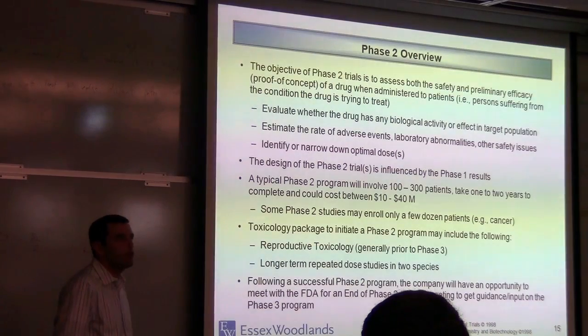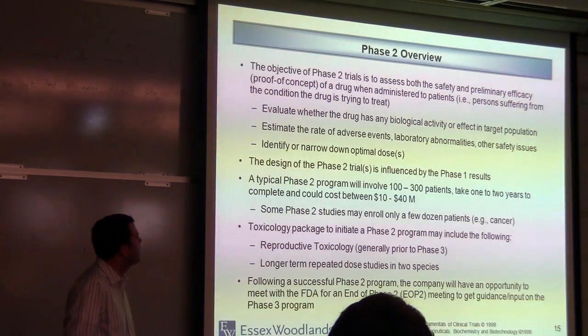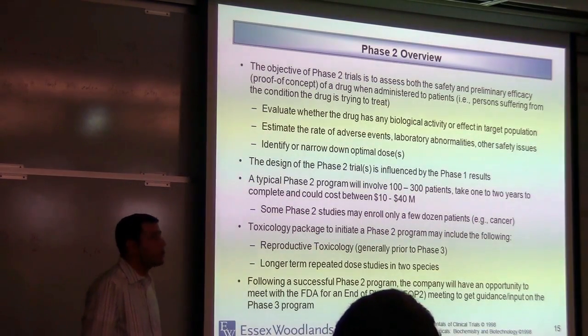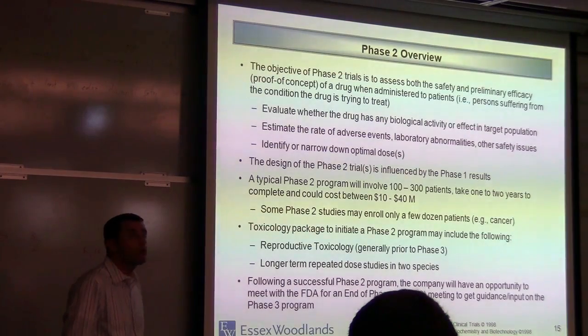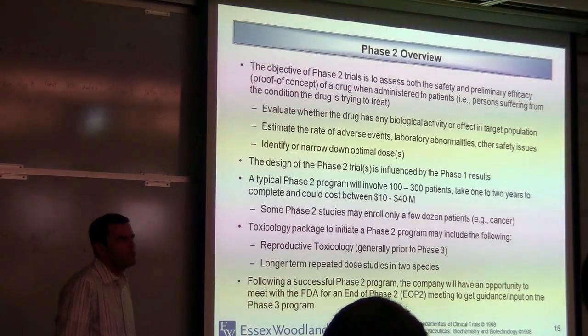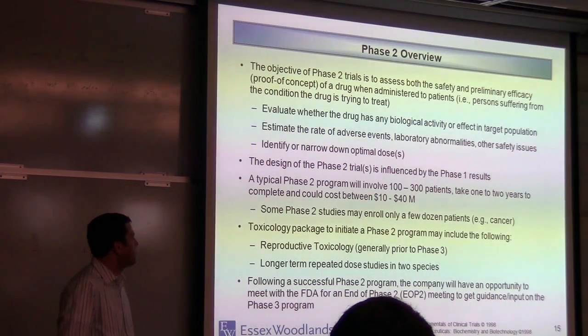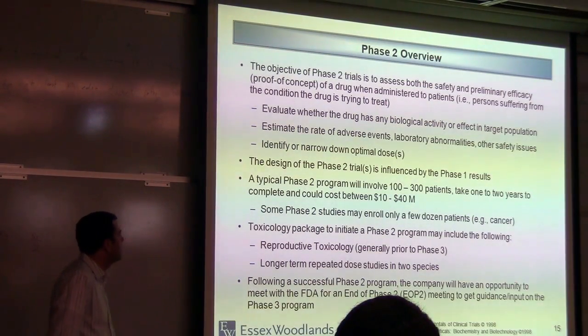So these studies are much larger. Now you're moving into multiple centers, 100 to 300 patients. And these studies will also take a couple years to complete. And they will cost between $10 to $40 million as well. Some phase 2 studies are pretty small. In areas of oncology, you might do a small phase 2 study. But in most indications, these are going to be much larger, more expensive and time-consuming studies.